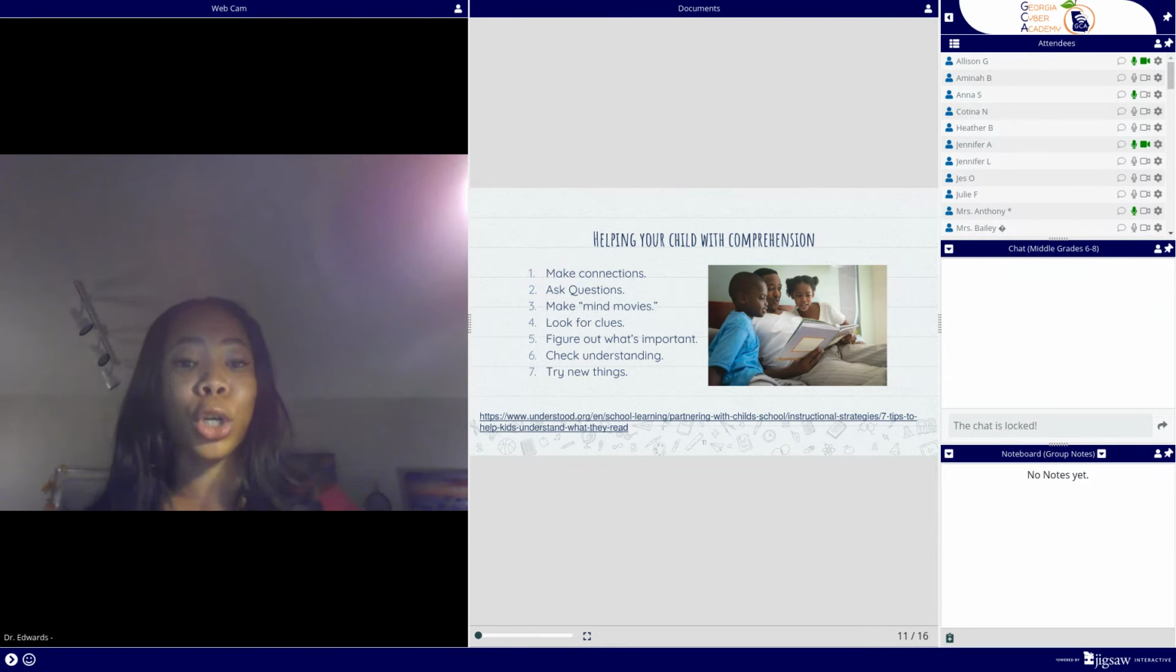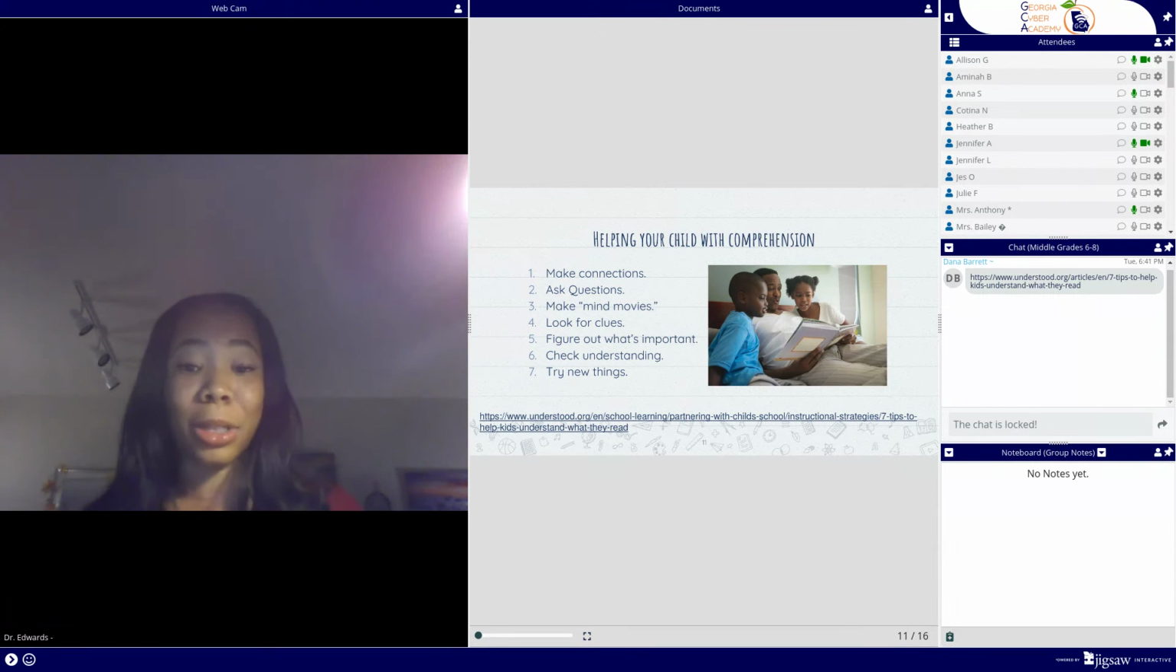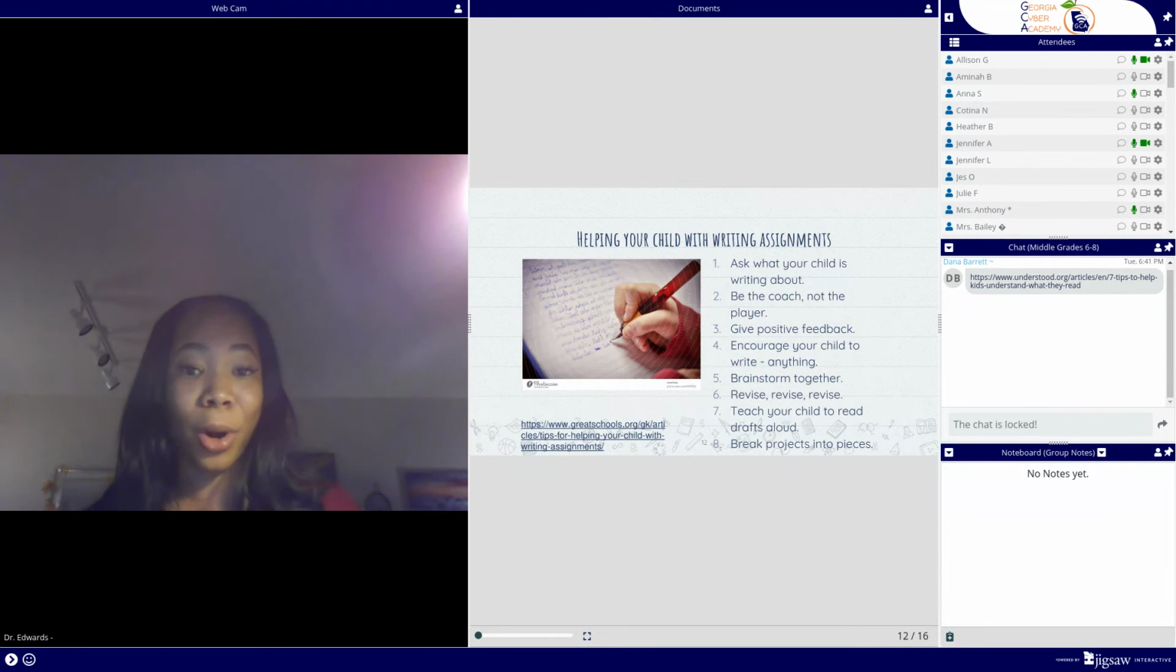Look for clues, figure out what's important, check for understanding, just to make sure that they're understanding what they're reading, making inferences, and then try new things. So yes, you may want to read as they're reading, because you'll be their motivation to read even more.